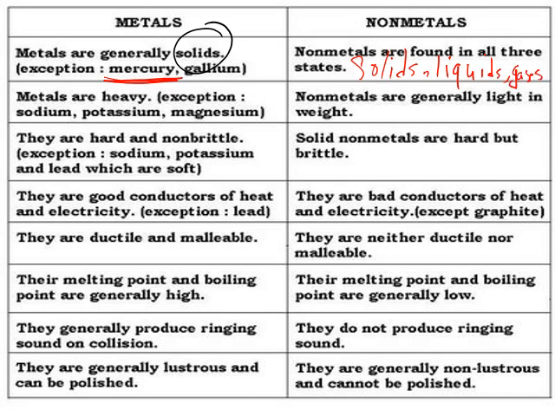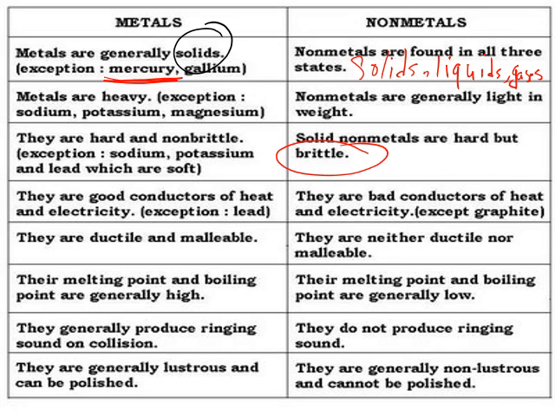So metals are heavy. They have a high weight. Exceptions: sodium, potassium. Underneath the exceptions, you have to know they are heavy. Non-metals are generally light in weight. They are hard and non-brittle. Exceptions are sodium and potassium, which are soft. And solid non-metals are hard but brittle.